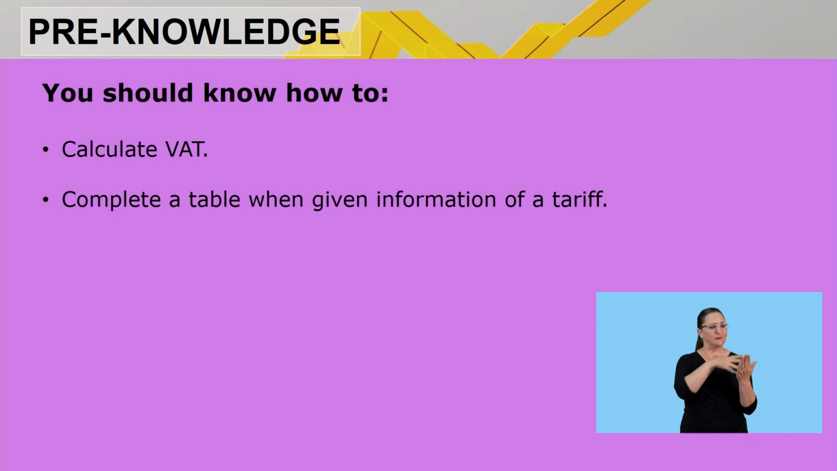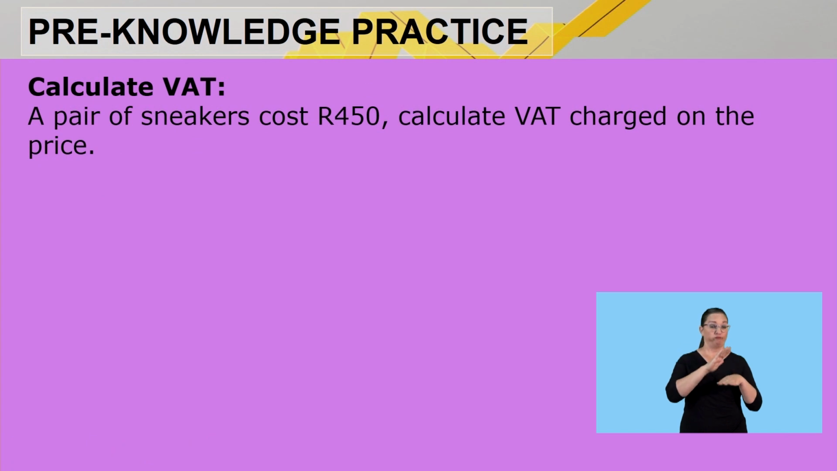Now, what you should know by now is how to calculate VAT. Remember that VAT can be calculated in three ways, whereby you calculate the VAT amount, the VAT exclusive amount, as well as the VAT inclusive amount. And you should also be in a position to complete a table when given the information on the tariff table. Right, so now looking at what you should know by now, remember we've said you should be in a position to calculate the VAT amount, the VAT inclusive, as well as the VAT exclusive amount.